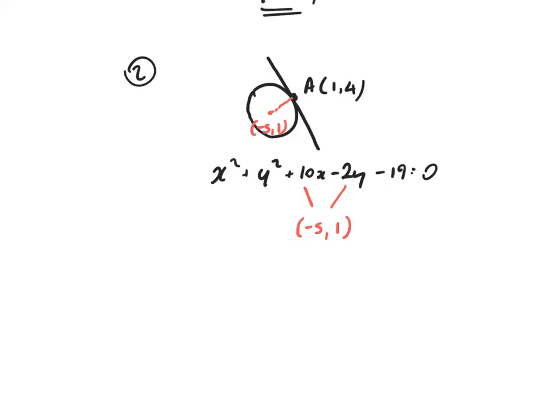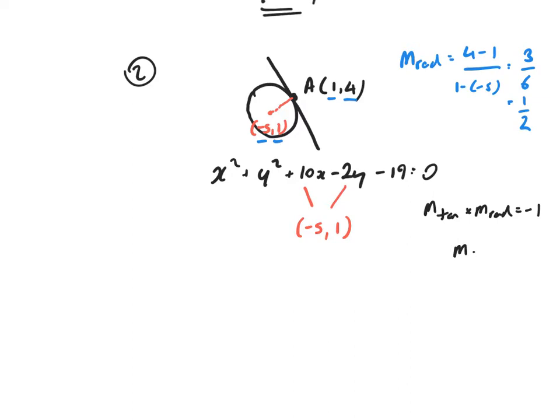I then can find the gradient of the radius: (y2 − y1), 4 − 1, over (x2 − x1), 1 − (−5). And that's 3 over 6, which is 1/2. m tan × m rad = −1. Flip and invert, and m tan then is equal to −2 over 1, that's −2.